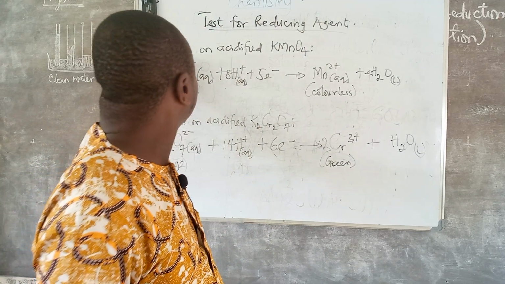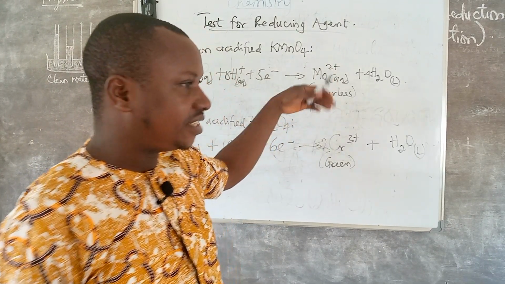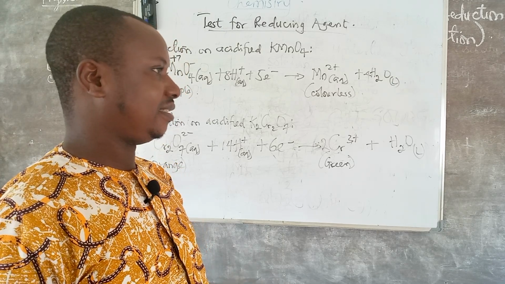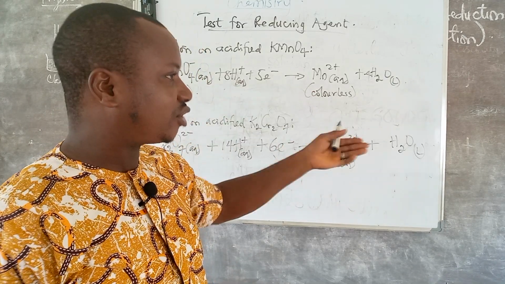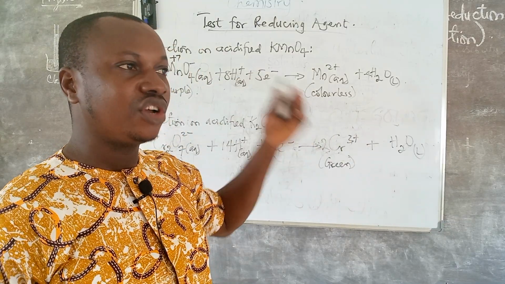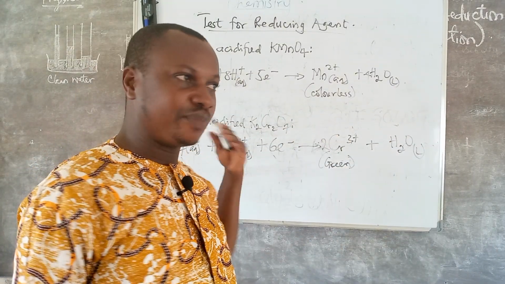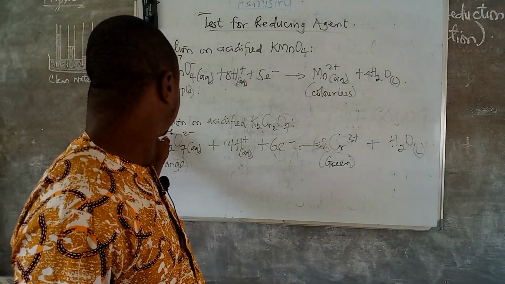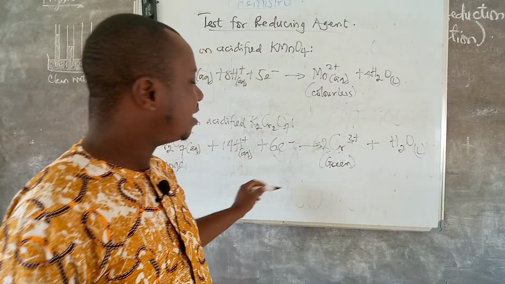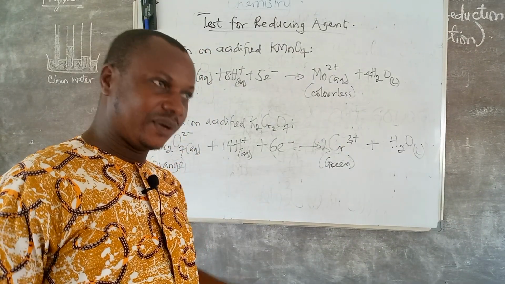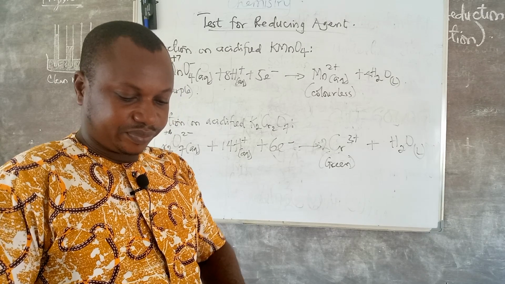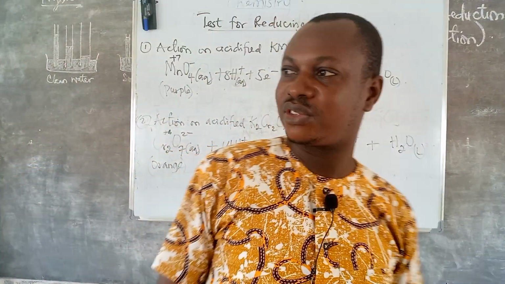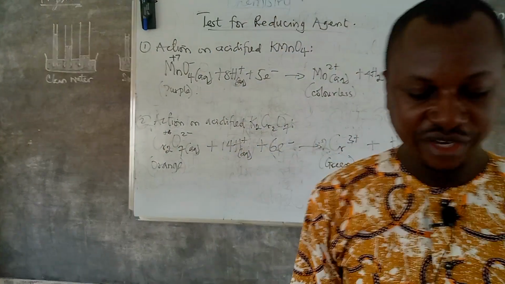and it changes to +2 here. Remember, it is a decrease. From +7 to +2 is a decrease. So which means electrons have been accepted. If you just relate what I said in the previous video, you understand this. And this one now here is +6 and it changes to +3. It's a decrease. So there is an electron gain in that process. So that is the reagent for testing for oxidizing and reducing agents.